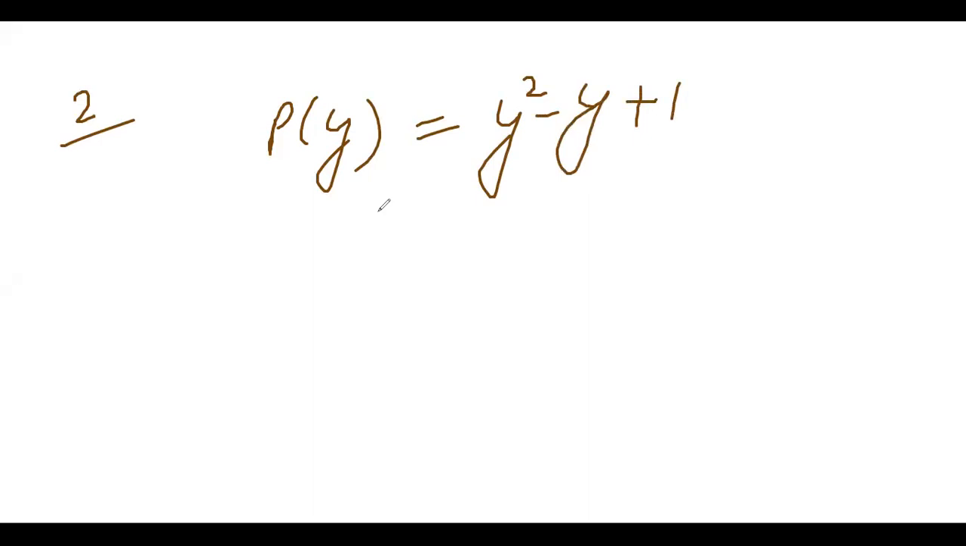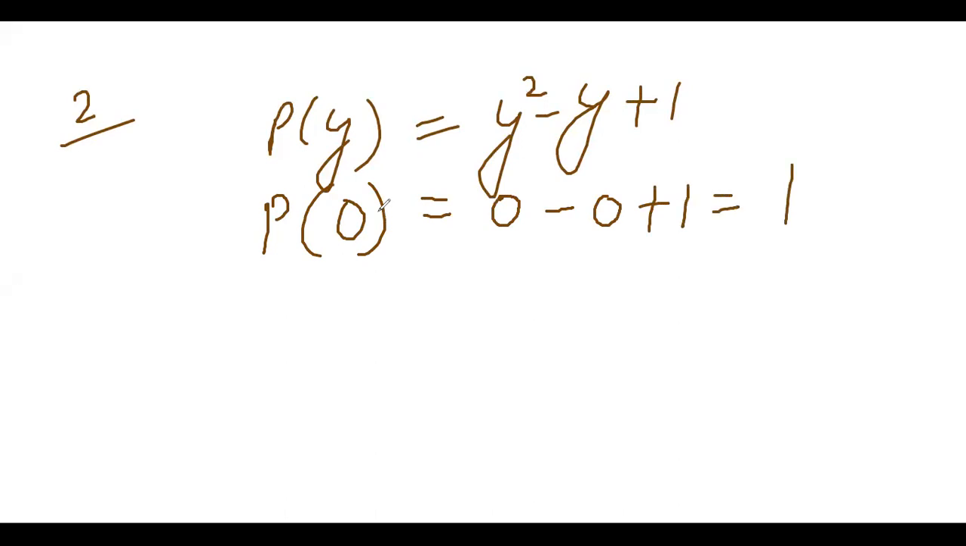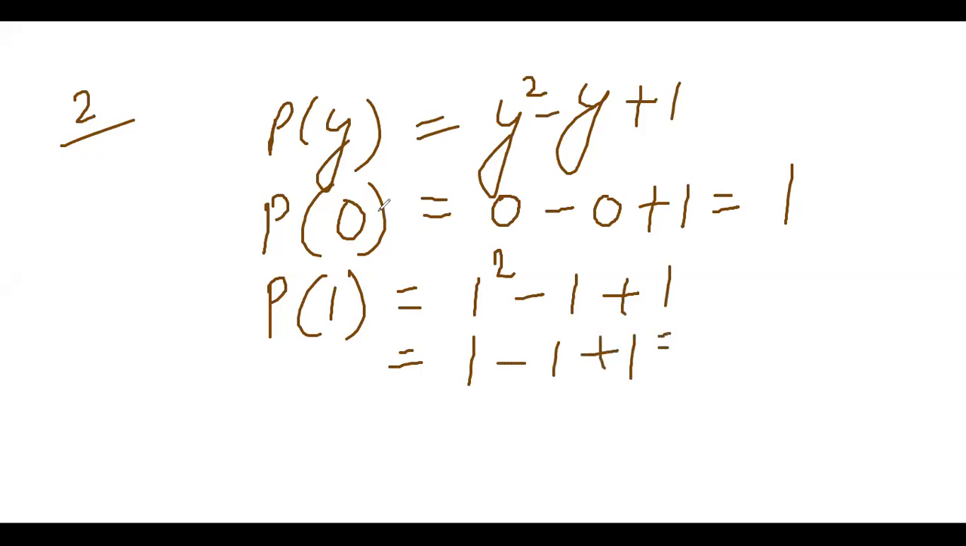So firstly, we are to find out P0. P0, what does it show? That y के place पे क्या रखना है? 0. So 0 minus 0 plus 1. What will be the answer here? 1. Next, you have to put here 1. What will be P1 then? Let's put 1 now. 1 square minus 1 plus 1. Again 1 square is 1. 1 minus 1 plus 1 is again 1. Right?